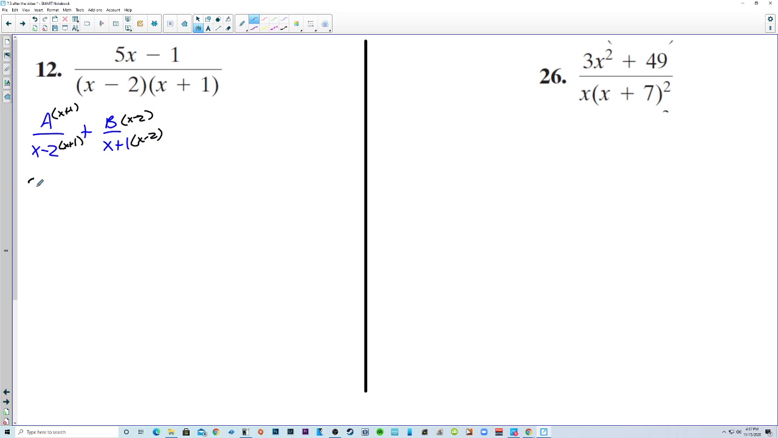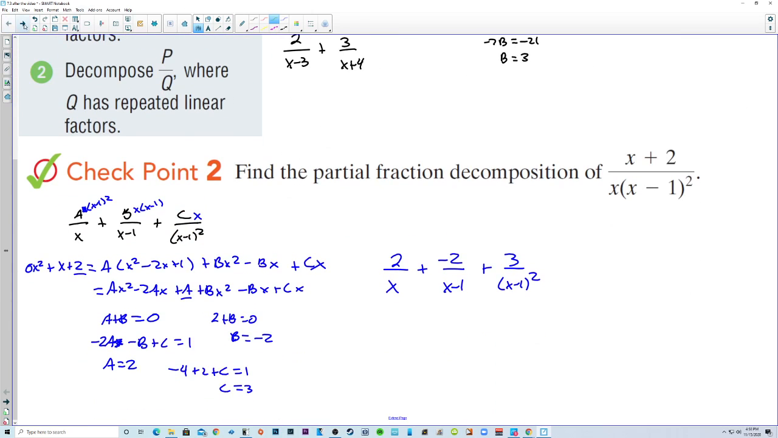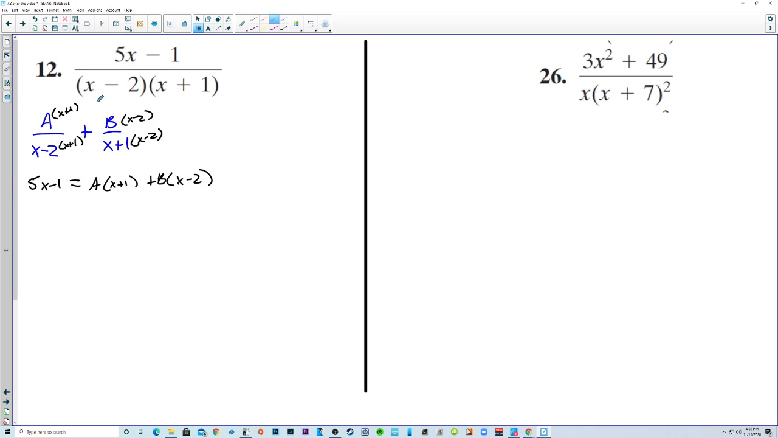So now we have 5x minus 1 is equal to A. Let's write it like this time. x plus 1 plus B times x minus 2. Now the technique I'm going to try this time doesn't work for every one of these. With systems of equations, that works for everything. So that's kind of the safe play. This one, let's do this.